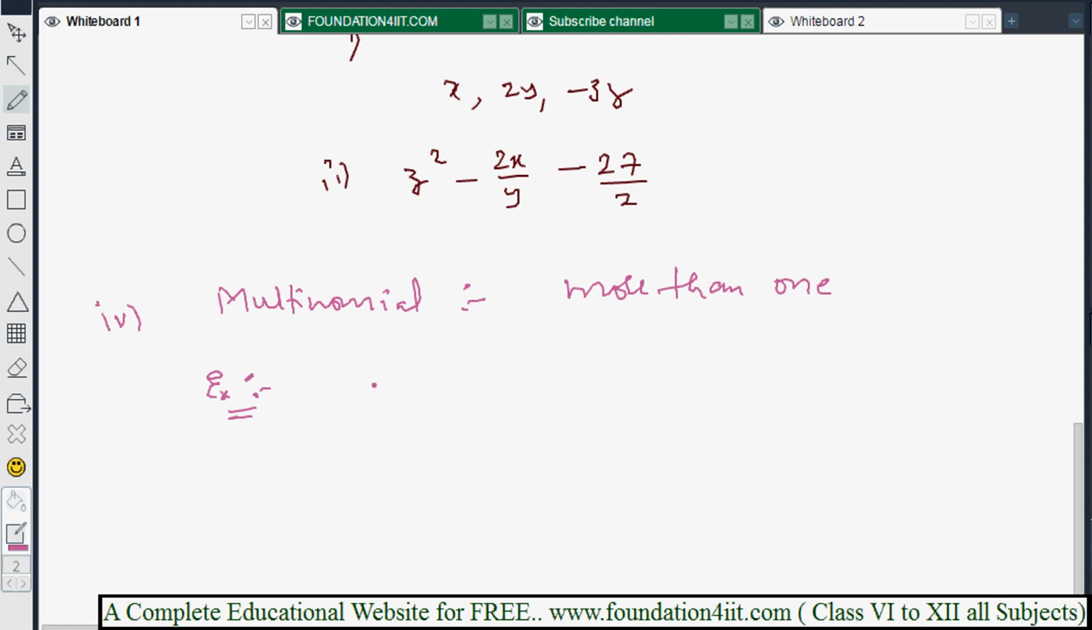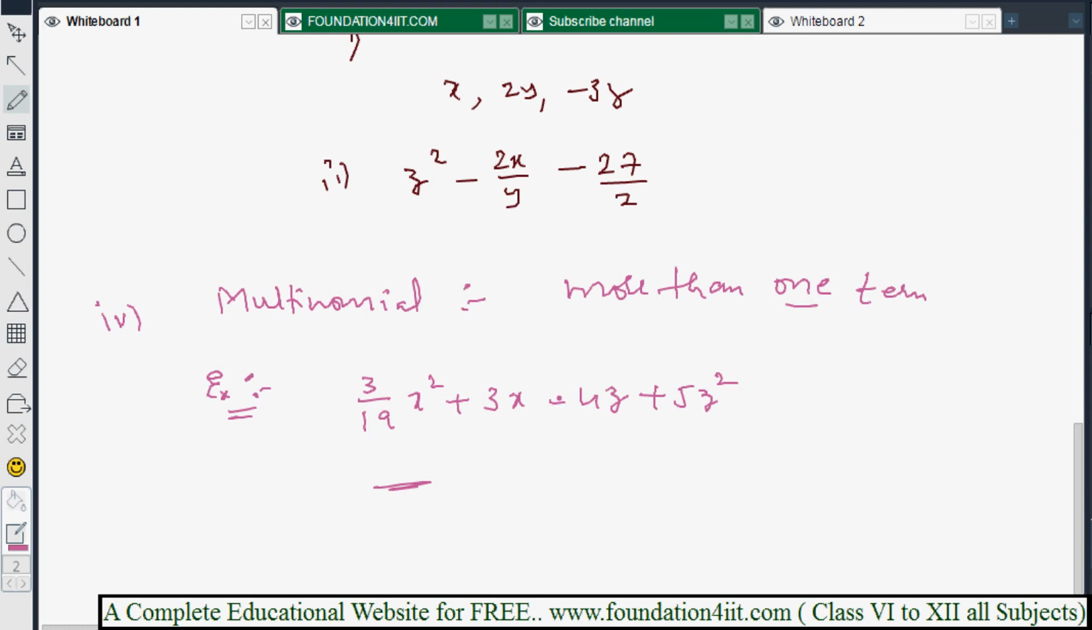You can take an example like 3 by 19 x square plus 3x minus 4z plus 5z square. So here 1, 2, 3, 4 terms, it is a multinomial. And even taking 2 terms or 3 terms is also called multinomial. These are the simple things: monomial, binomial, trinomial, and multinomial. More than one term all come under multinomial, and consequently we can call binomial and trinomial also multinomial. That also needs to be remembered.